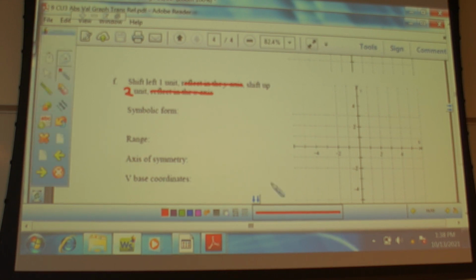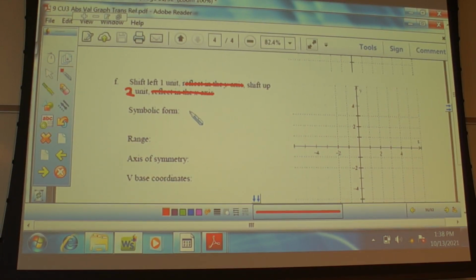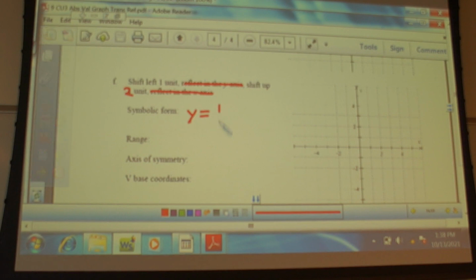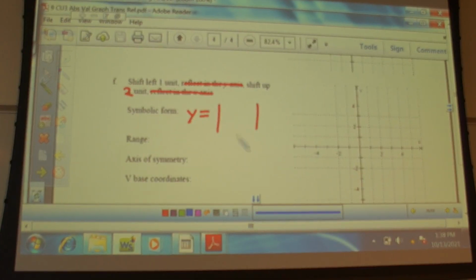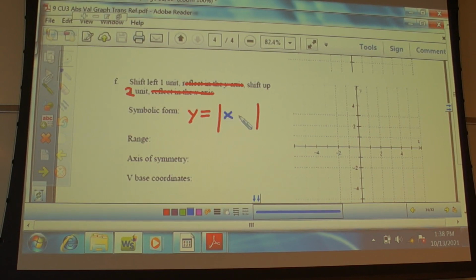Okay, what's our symbolic form? Let's see. Left is on the inside or the outside? Inside. Everybody with that part? So it should become what? Left on the inside means the opposite. So x plus 1. And then up 2 on the outside means plus 2 on the outside. Up 2. Good.